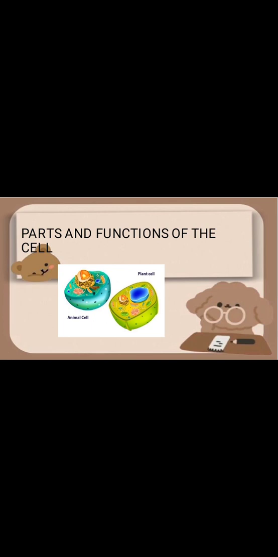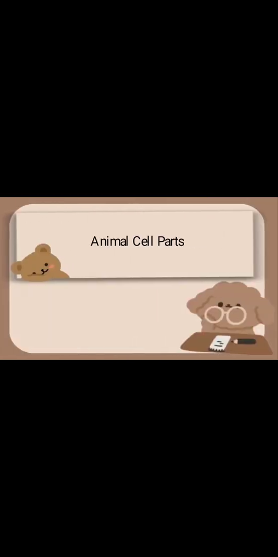We have plant cell and animal cell. First, let us discuss what is animal cell. Animal cells contain a wide variety of parts, each of which plays a vital role in the survival of the cell.